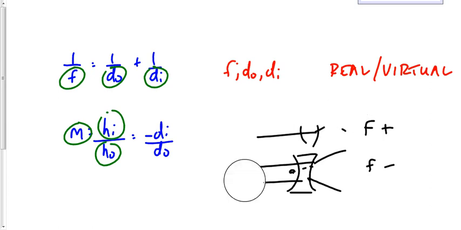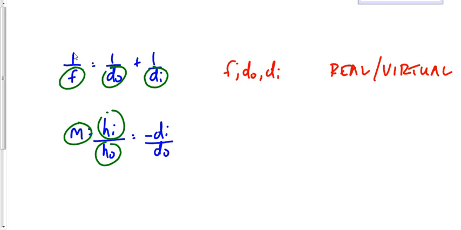Do will always be positive for us. In Physics 30, you're never going to see a situation where the object is virtual. So do will always be positive. In di, well, you know that the image is virtual most times. If you think back to the ray diagrams that we drew the other day and the patterns of the ray diagrams, we started off with converging lenses.